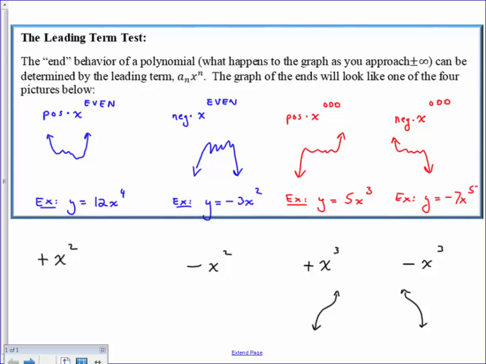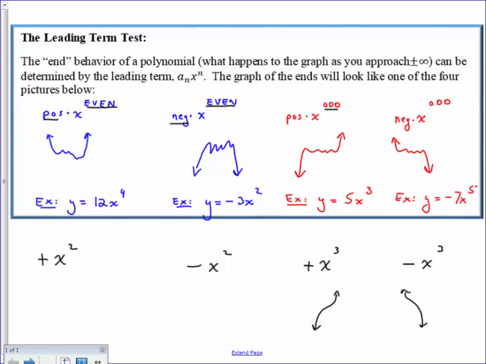Okay, to review and recap, what you need to know here is if you have an even exponent, the ends will open in the same direction. So notice here that both of these have even exponents, and both examples have the ends going in the same direction. If you have a positive coefficient, they both go up. If you have a negative coefficient, they both go down.